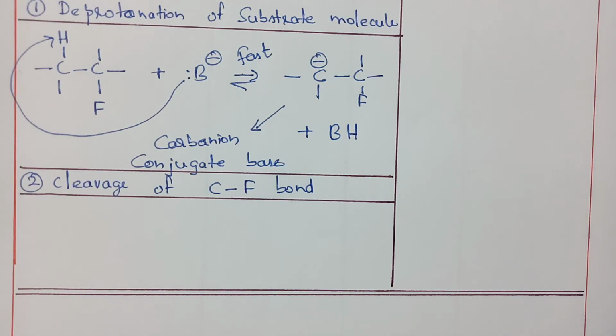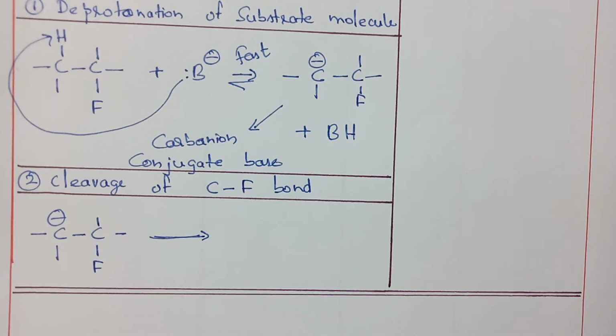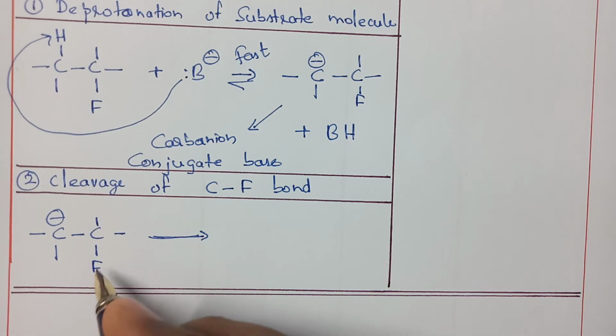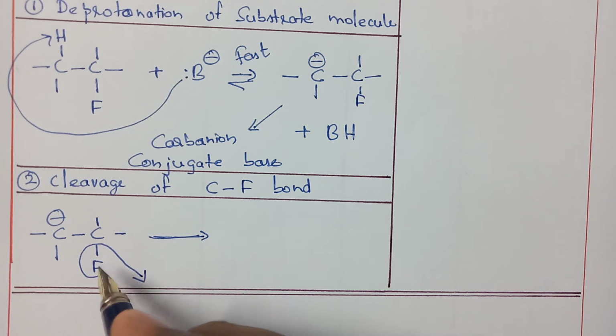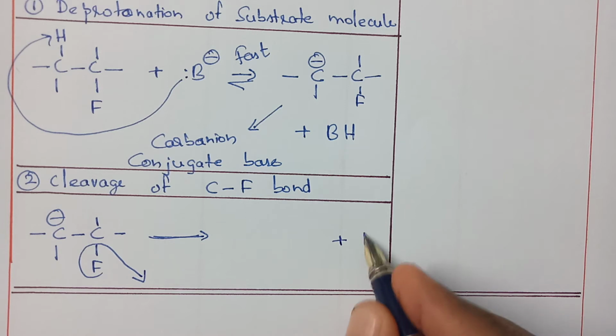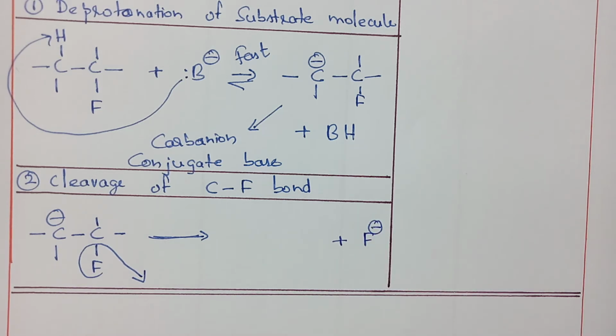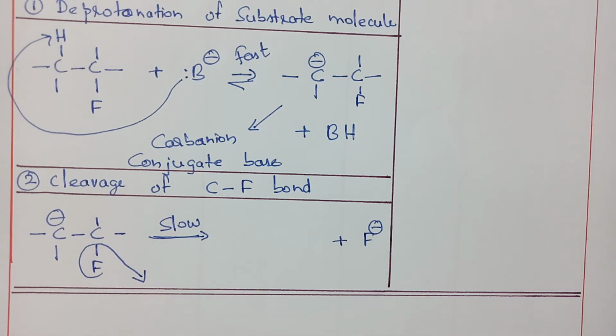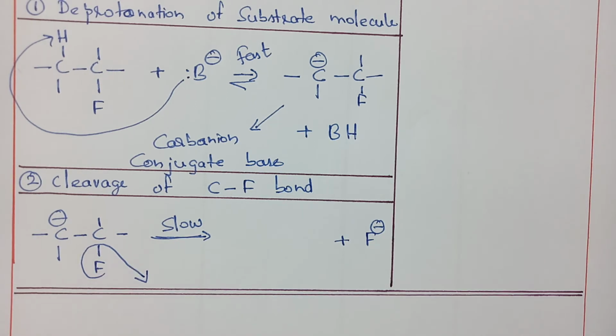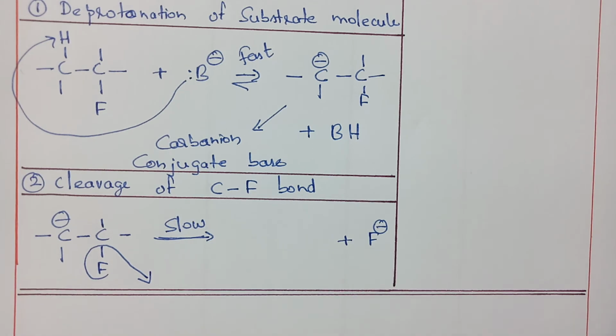The second step is the cleavage of the carbon fluorine bond. In this carbanion, the fluorine will go out in the form of fluoride ion. That implies slowly this bond breaks. The two electrons come on to the fluorine and the fluorine will come out as F minus. This occurs very slowly because there is a cleavage of the CF bond. As I already said, fluorine is a bad leaving group. It requires more time for the breakage of this bond. So anyway fluorine is coming out in the form of F minus.